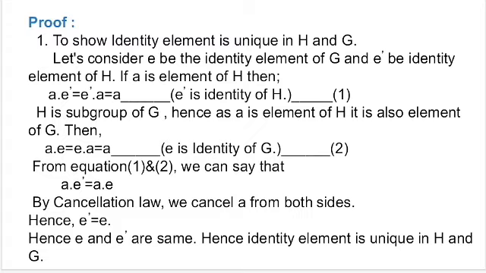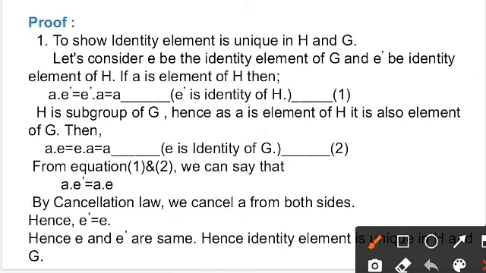So here we have considered, to show the identity element is unique in H and G, the first part's proof. Let's consider E to be the identity element of G and E dash to be the identity element of H. So here we have considered E and E dash as identity elements, and we are considering that there are two different identity elements, E and E dash, for the same element in H and G, and then later we will show that E and E dash are the same, so there is a unique identity element.